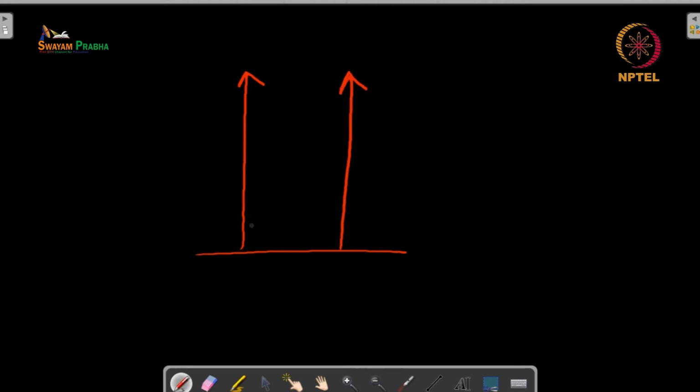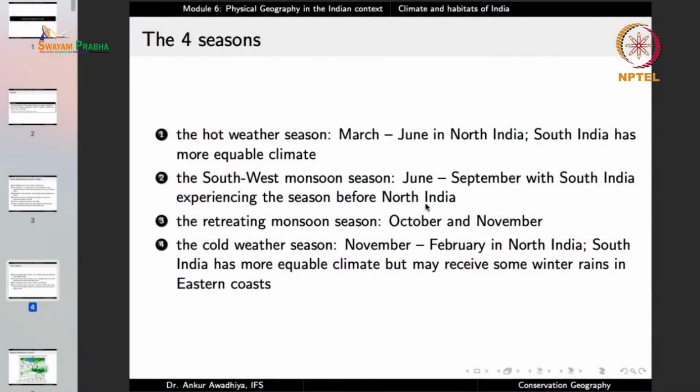And so, in these areas, we will get low pressure. So, in the hot weather season, we start to get a low pressure build up in most of North India.